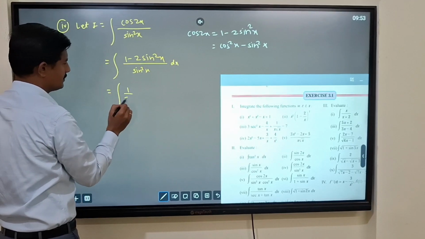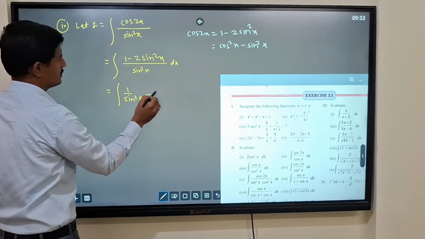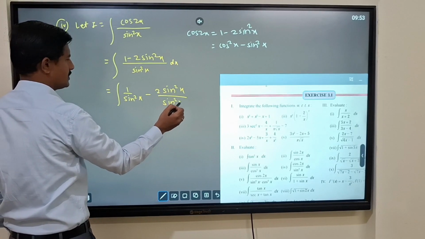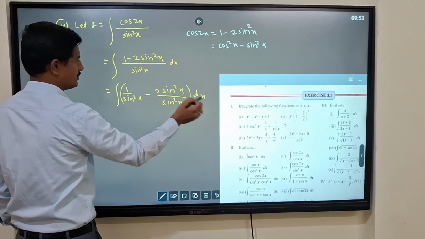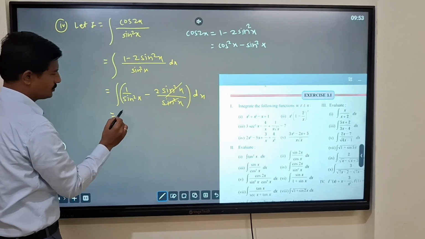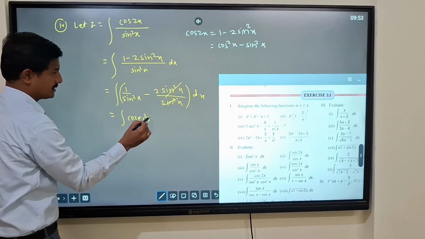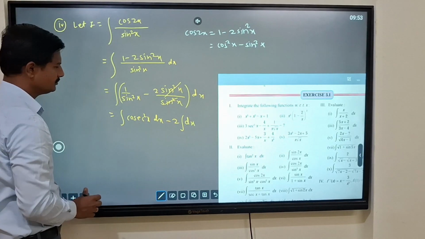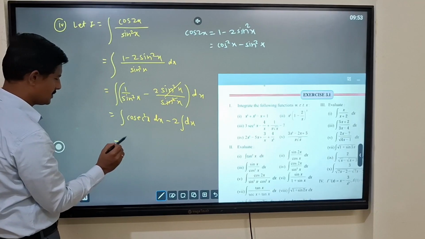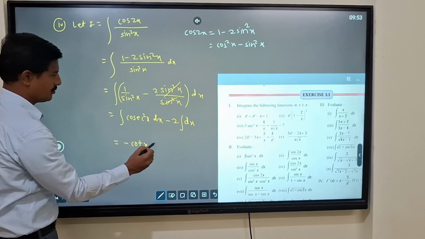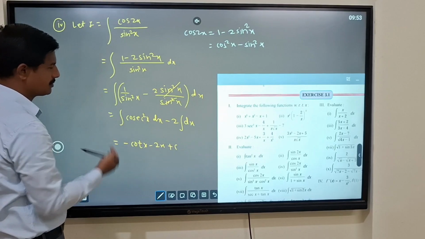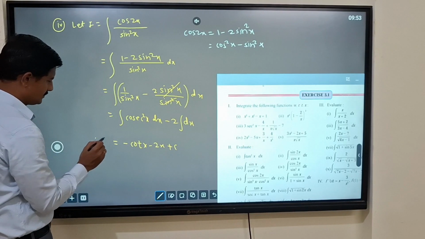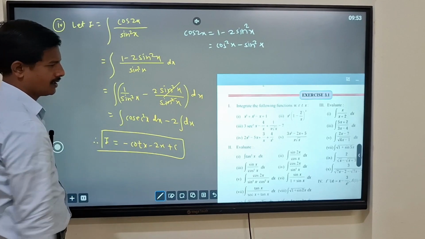So this becomes 1 upon sin square x minus 2 sin square x upon sin square x dx. So sin square x cancels. 1 upon sin square x becomes cosec square x dx minus 2 integration of dx. This becomes minus cot x minus 2x plus c. Differential of cot x is minus cosec square x, so therefore integration of cosec square x is minus cot x. This is the answer.